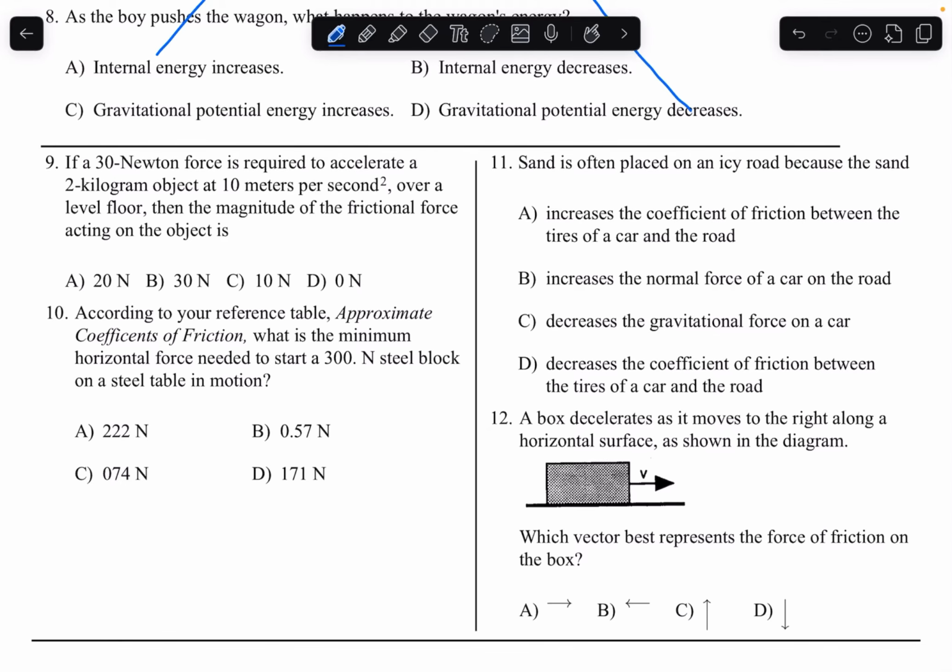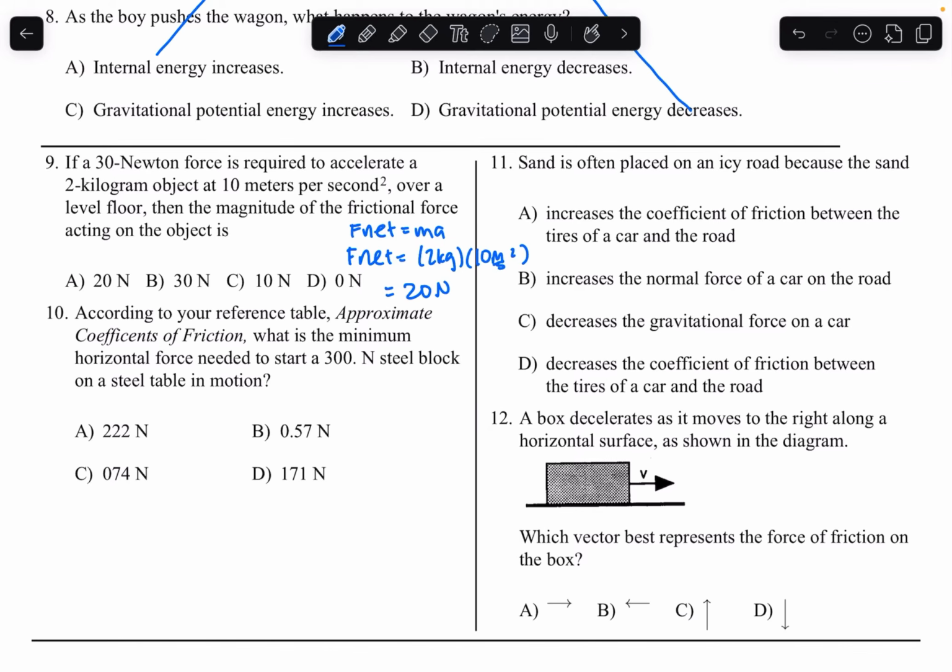So in this question, it gives us mass and acceleration. So that's a dead giveaway to use F net equals ma. After we plug everything in, it should tell us F net equals 2 kilograms times 10 meters per second squared. F net is equal to 20 newtons. So if it takes an applied force of 30 newtons to accelerate the object, that means there's a 10 Newton force holding it back to give the object a net force of 20 newtons.